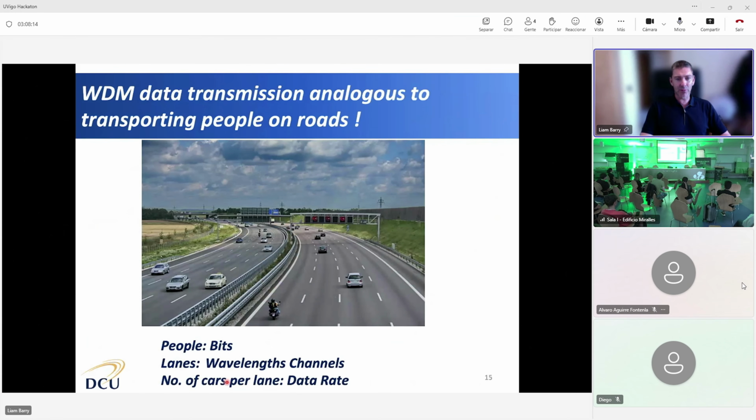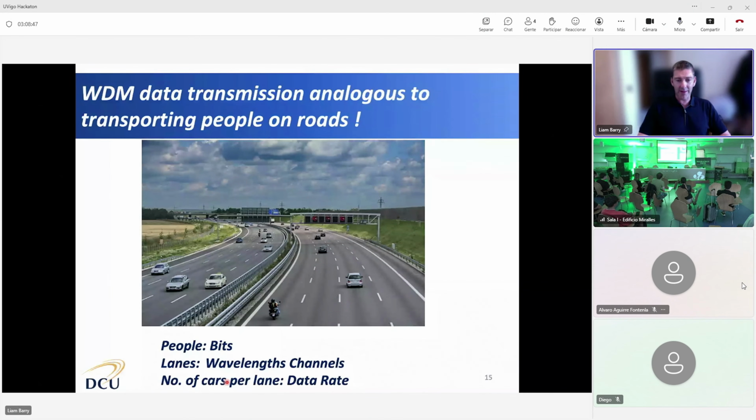Okay. This is a nice way of thinking about the internet and about wavelength division multiplexing. You can think about the bits of information a little bit like being people in a car where you're trying to transport them from A to B, okay? And you can think about the different lanes as more or less being the wavelengths. So how many wavelength channels have you available? And you can then think about the number of cars per lane as the data rate, okay? So you've got bits of information as the people, the number of lanes is basically the wavelength channels you have, and the number of cars is the data rate.